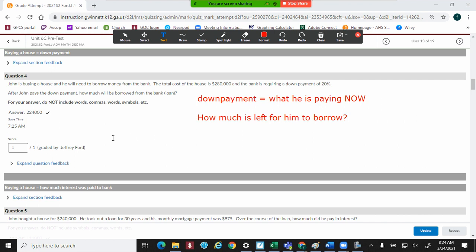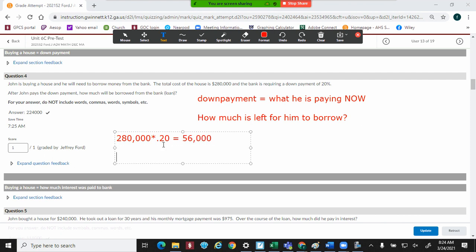So that total cost of the house is 280,000. We are going to multiply that by 20% because that's what the down payment is. And I believe that's going to be 56,000. All right. So we're at 56,000, which will be a down payment.